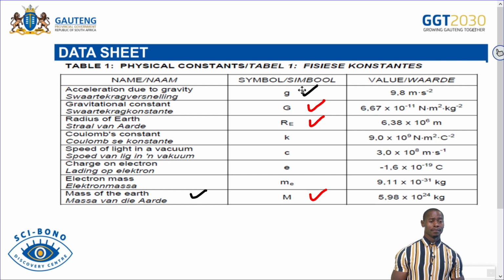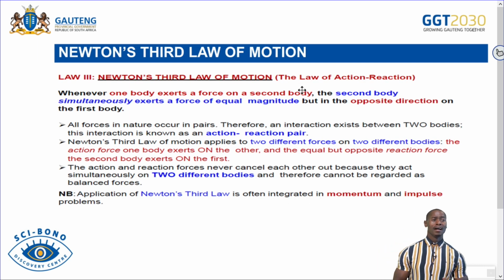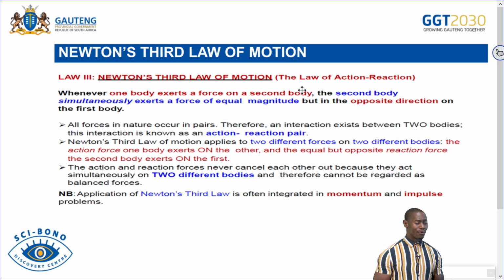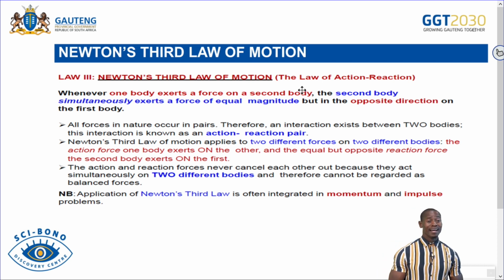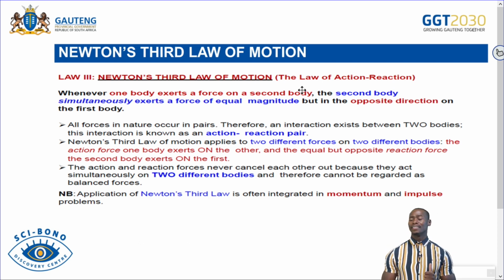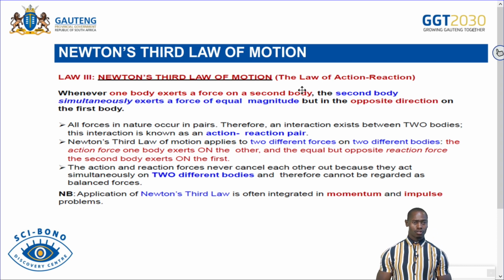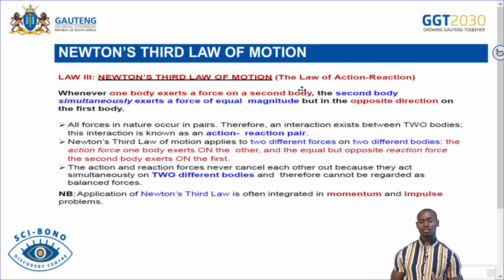All right. So let's go back to that slide. What you need to understand again when it comes to Newton's third law is the issue of action-reaction pairs of forces. You should know that all forces in nature occur in pairs. Therefore, an interaction exists between two bodies. This interaction is known as an action-reaction pair. So you will be required to identify the action-reaction pair of forces when it comes to Newton's third law.